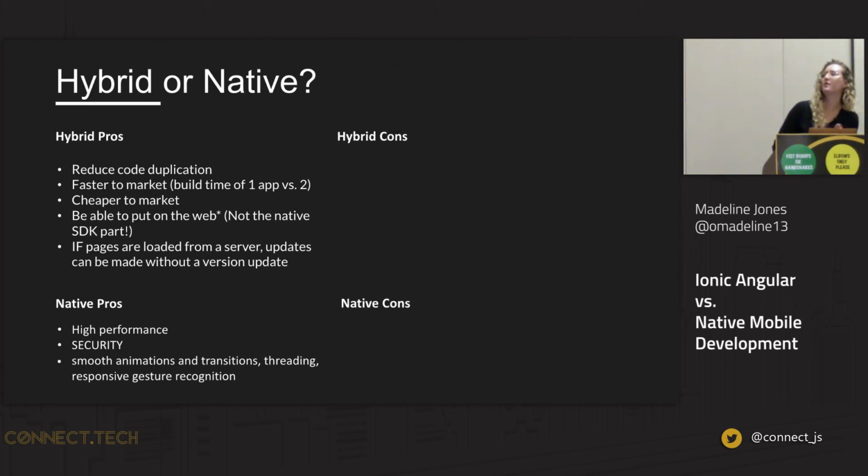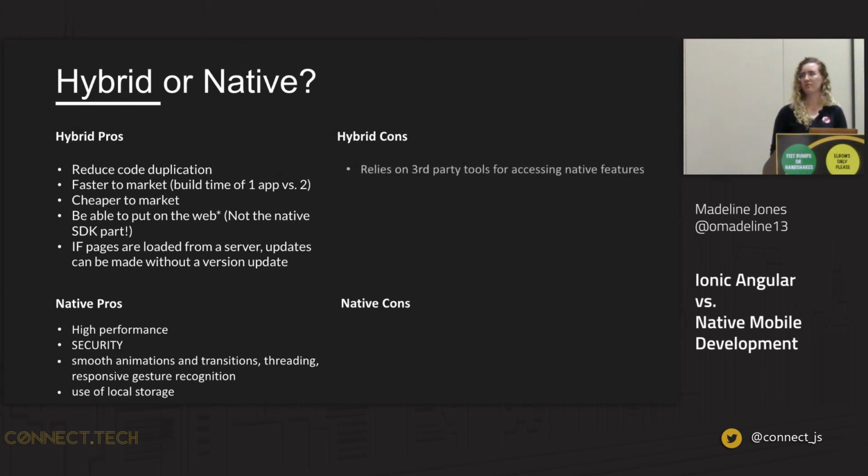Okay, and this kind of goes along with performance, but native has smoother transitions, threading, gesture recognition, and local storage. So again, all of the issues I had were not necessarily things that prevented people from building amazing hybrid apps or that kept them from getting their job done, but some of those things were just more straightforward if you are familiar with native.